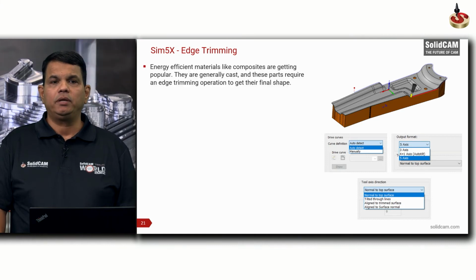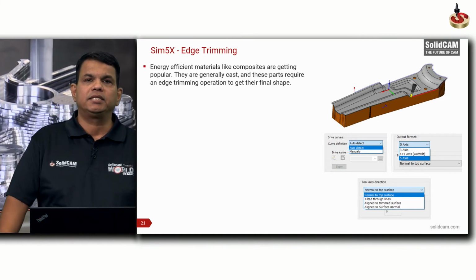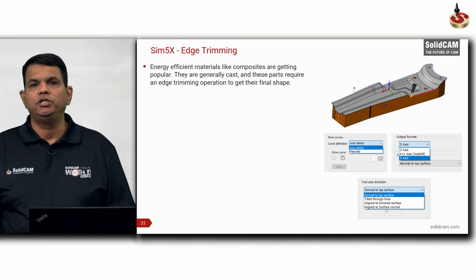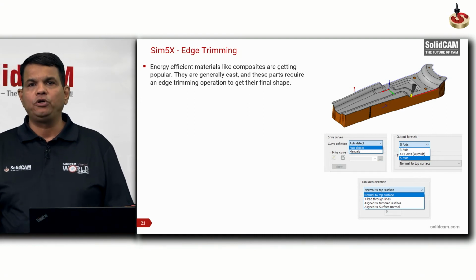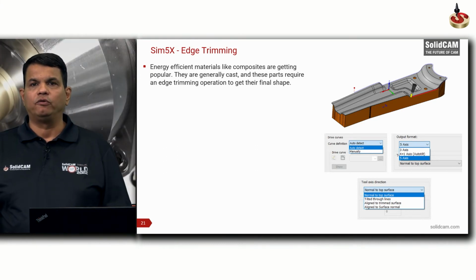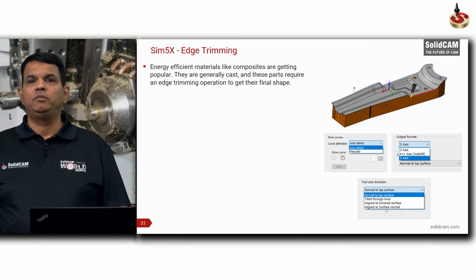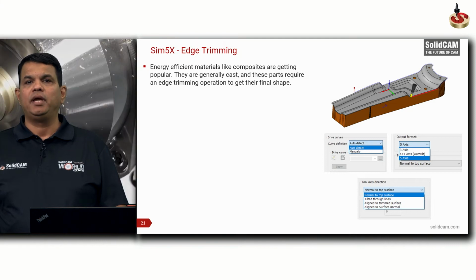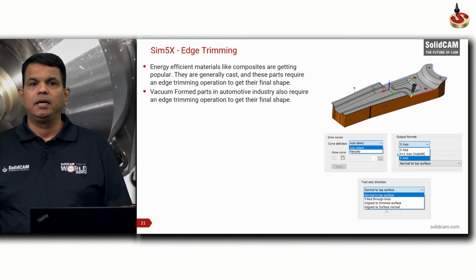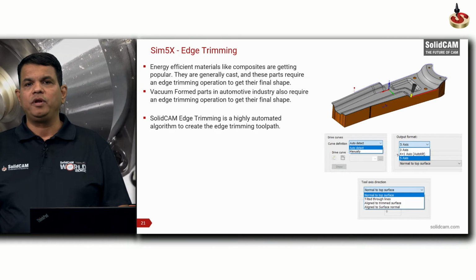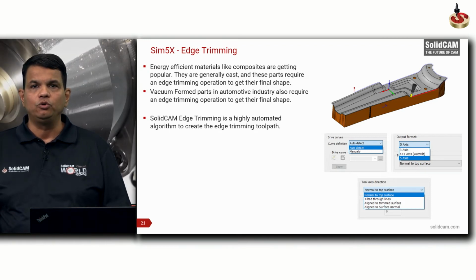We have edge trimming, and this particular toolpath engine is used for machining the outer periphery of a part, whether it is a composite aerospace part or a vacuum form part for automotive. All these parts, after their forming operation is done, need to be trimmed to get to their exact shape, and edge trimming does exactly that.